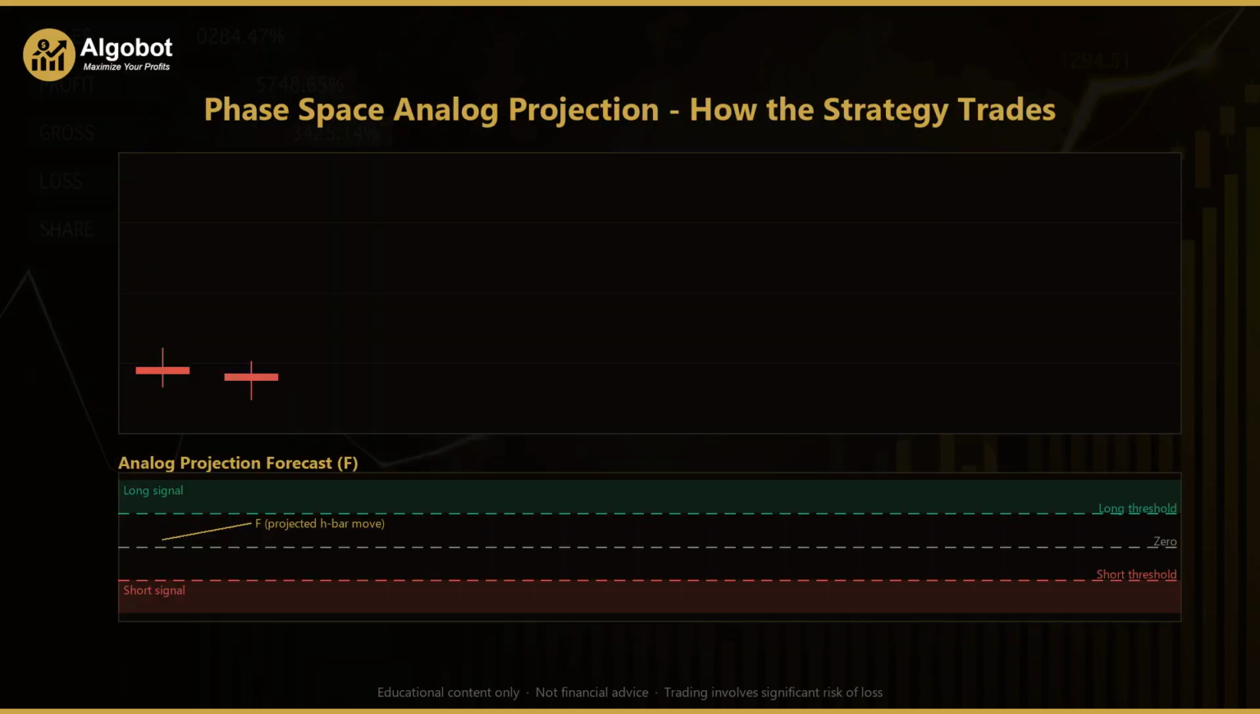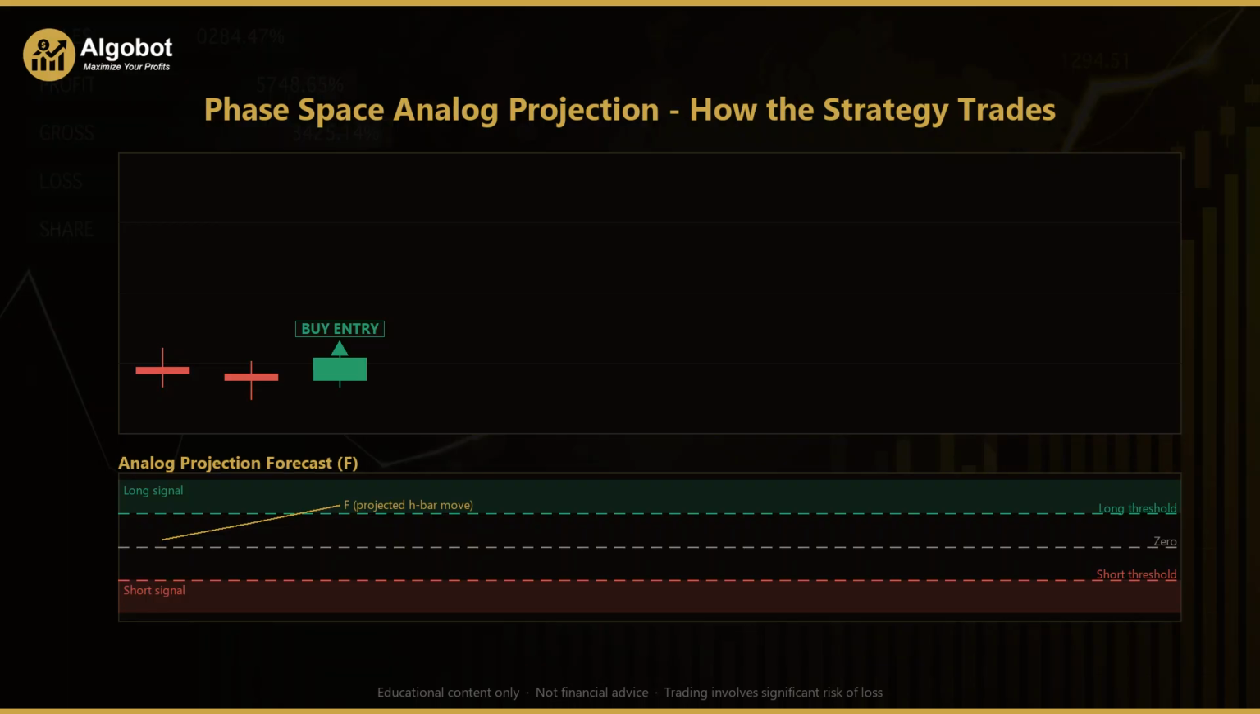Let's bring this to life on the chart. Along the top, you see the candles. In the subpanel below, the gold line is the forecast F, the strategy's projected move over the next several bars. Notice this is not an oscillator measuring how stretched price is. It is the model's own prediction, built from historical analogs.